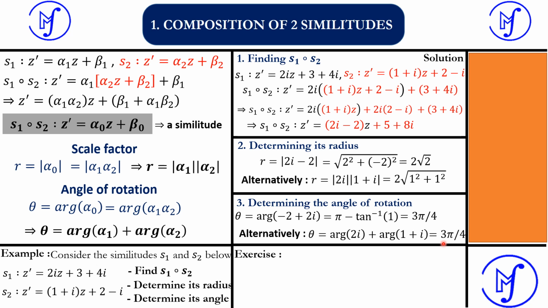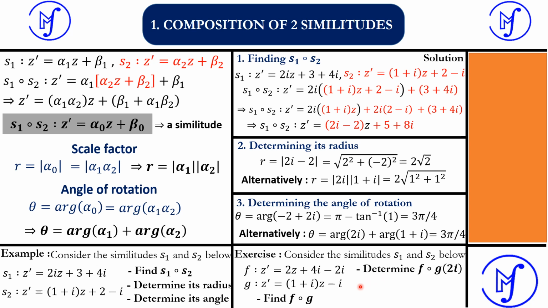Now I'm going to give you an exercise, and maybe you can solve it and send me your solution through WhatsApp to cross check, or you comment in the comment section and I'm going to reply to you if it is correct or not. We have two similitudes that have been displayed to you, F and G, not S1 and S2. First is to find F of G, next is to find F of G of 2i, which means you need to find the image of 2i under the transformation F of G. Next is to determine the radius of F of G, and lastly to determine the center of F of G. Do well to comment your solution, or you can get to me through WhatsApp. At the end, I'm going to give you my contact so you can get to me for the correction of the question.